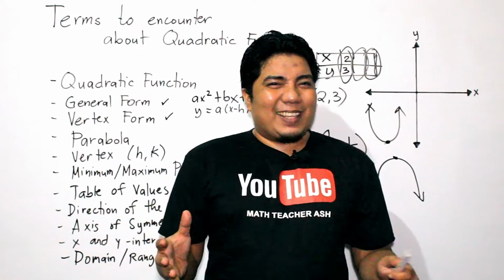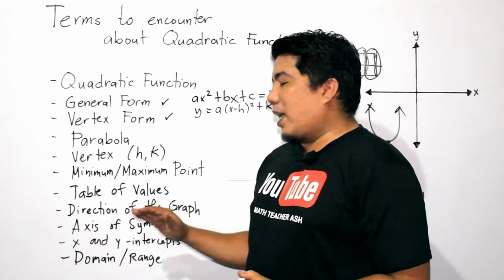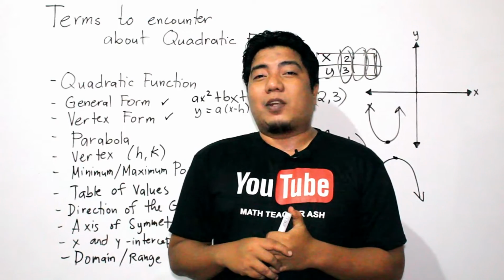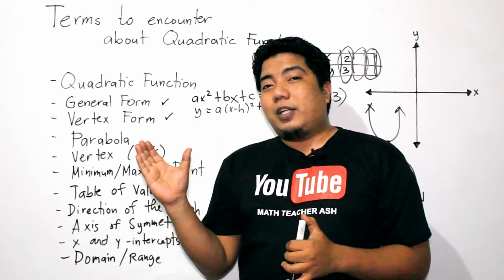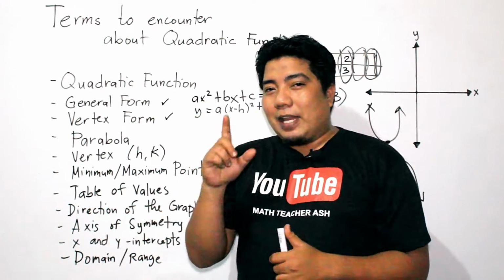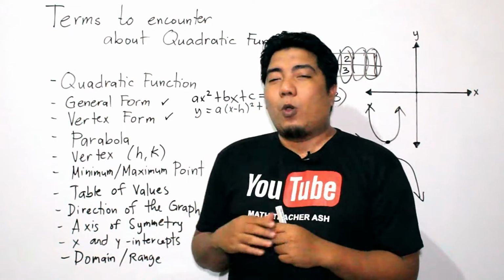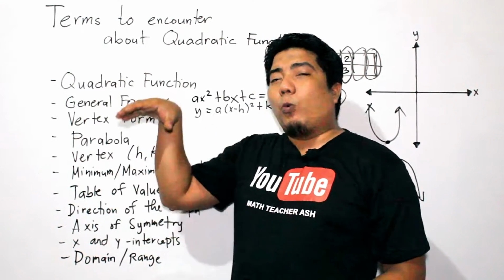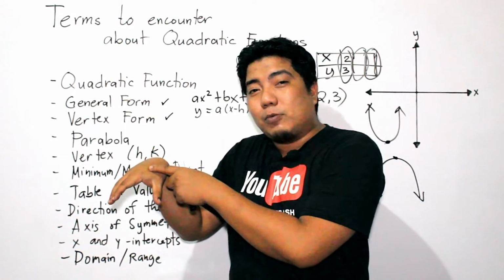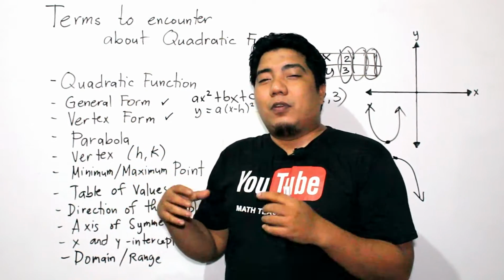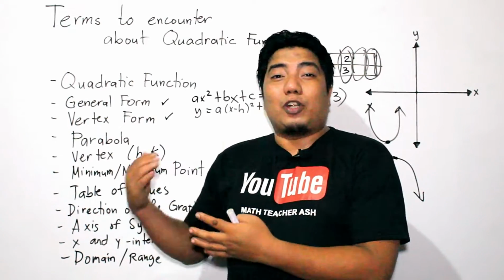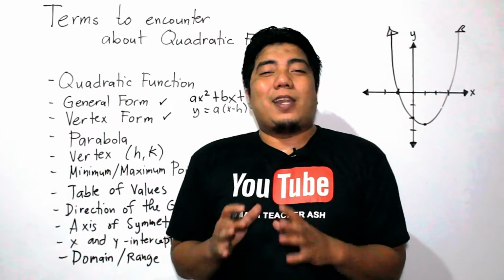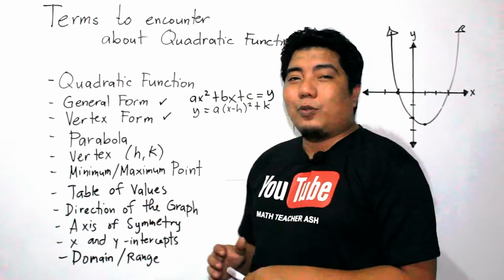Okay, easy, right? Now, let us go to the direction of the graph. Basically, we are already talking about the direction of the graph. It opens upward or downward. Remember the relationship of these terms. When it opens upward, it has a minimum point. When it opens downward, it has a maximum point. That point where the parabola turns is what we call the vertex. Okay.